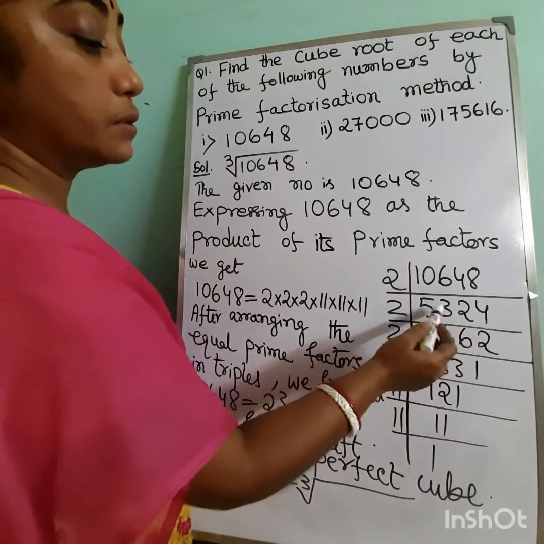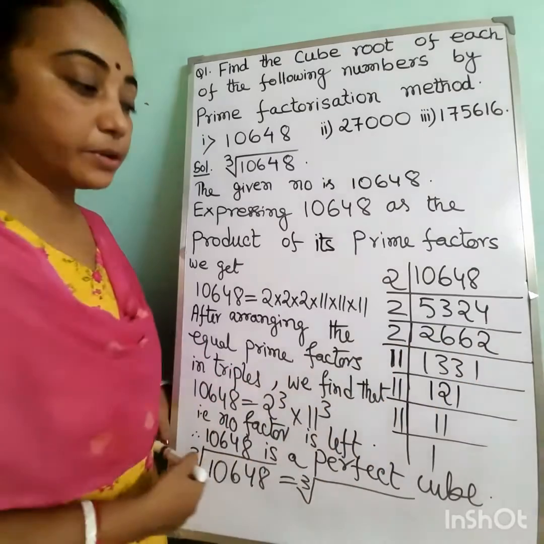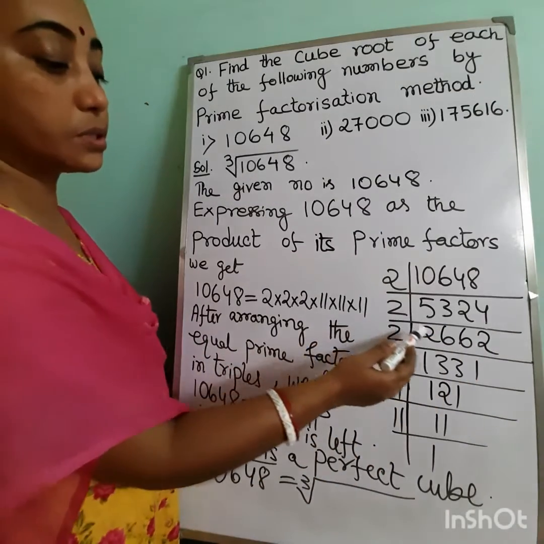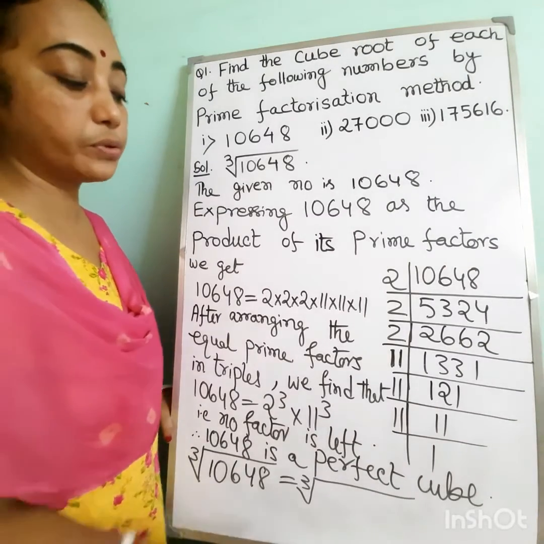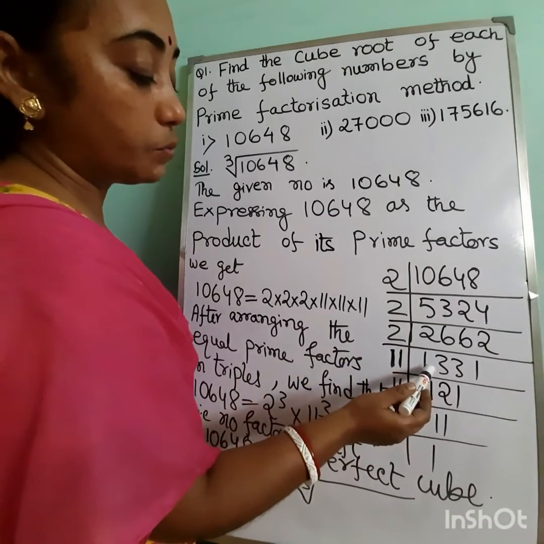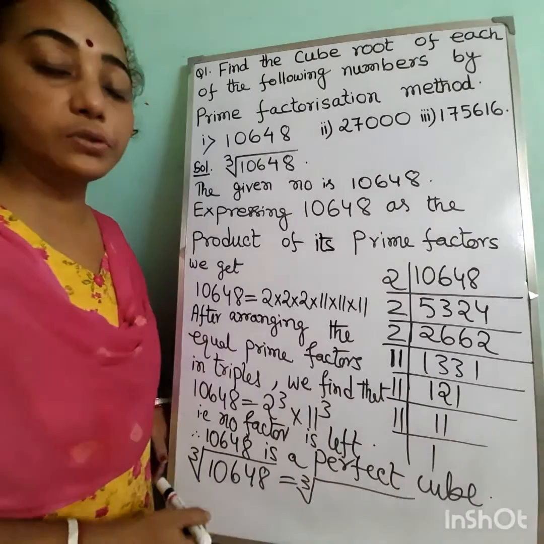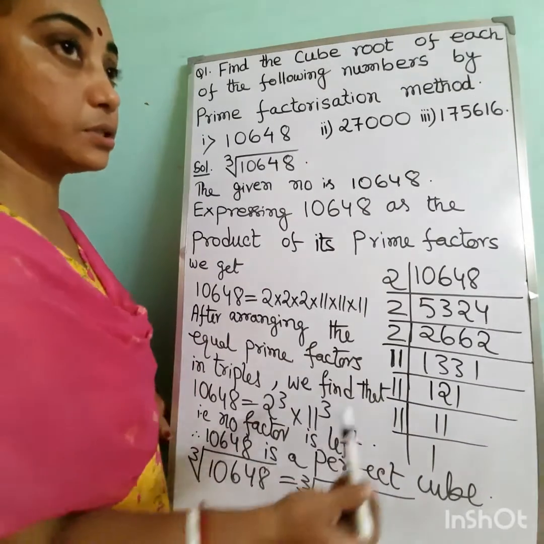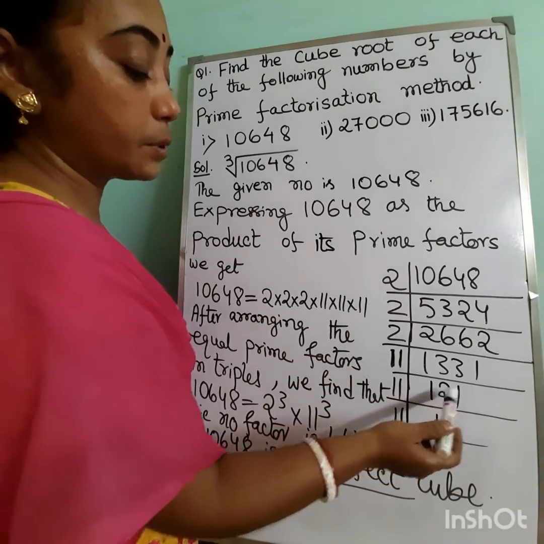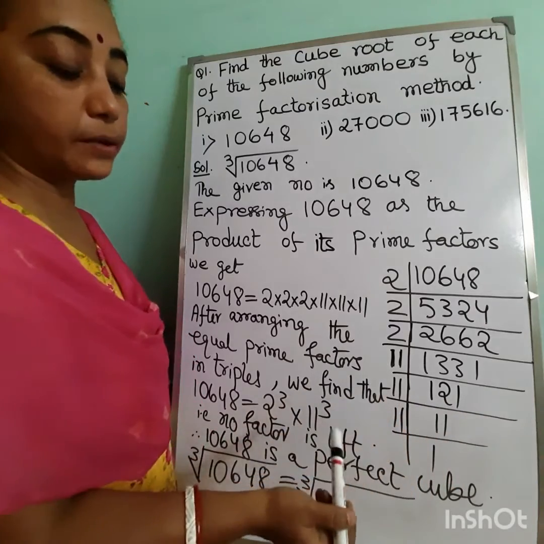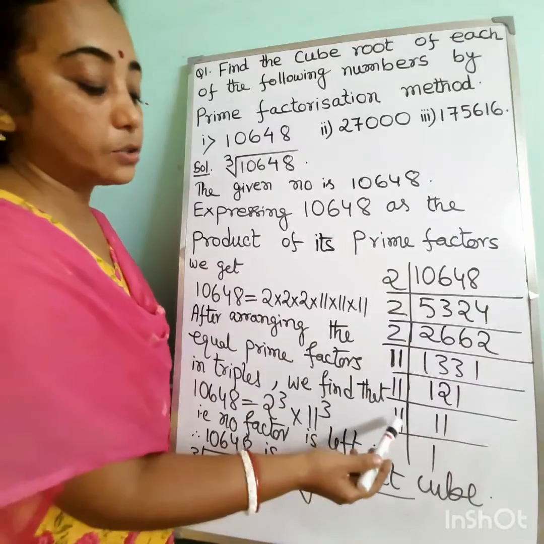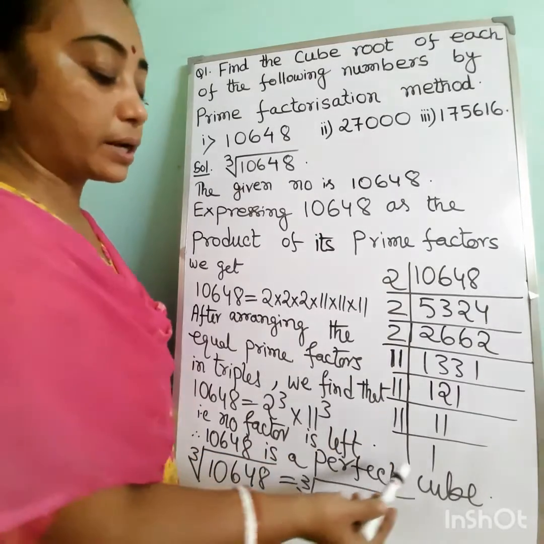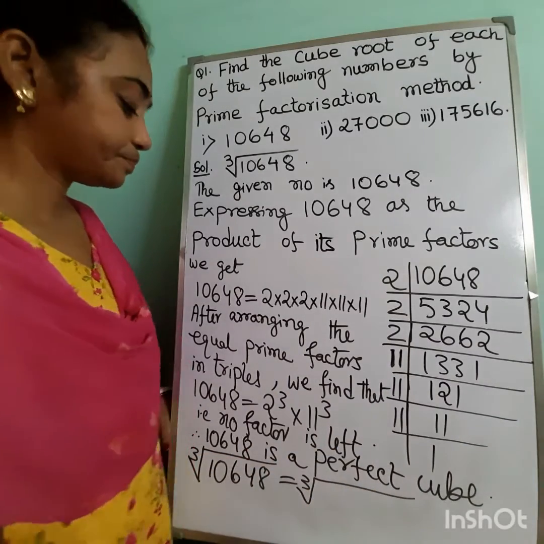Again it is coming 5324, which is again an even number. So again we divide it by 2. It is coming 2662, again an even number. So we divide it by 2, which gives 1331. We know 1331 is the cube of 11. So we divide it by 11. Here it is coming 121. Again we divide it by 11. Here the quotient is 11. So again it is divisible by 11. So at last we are getting 1.